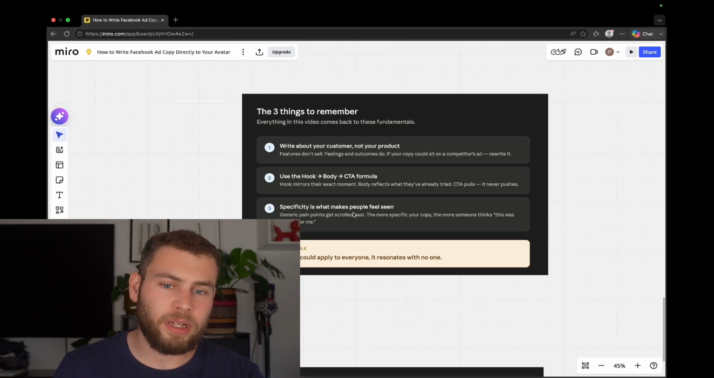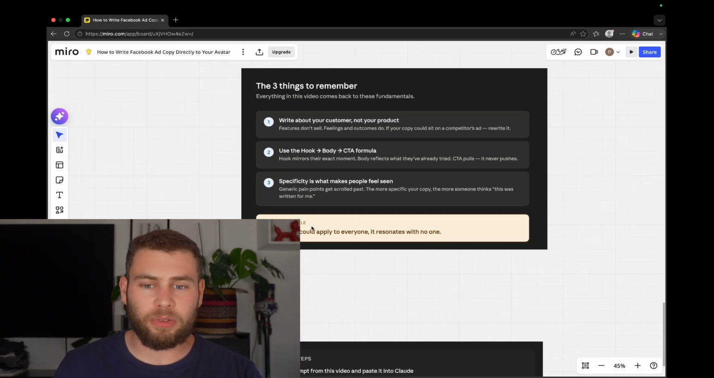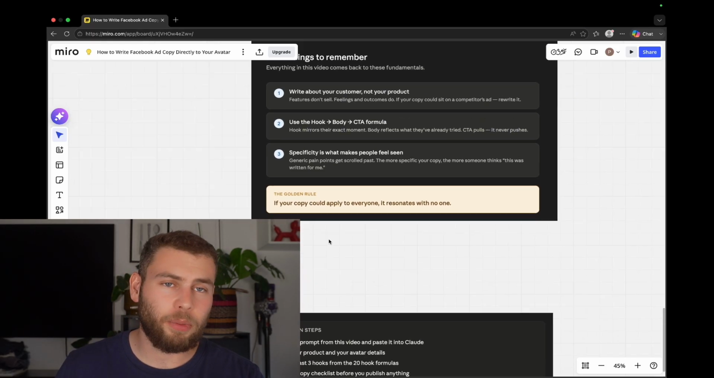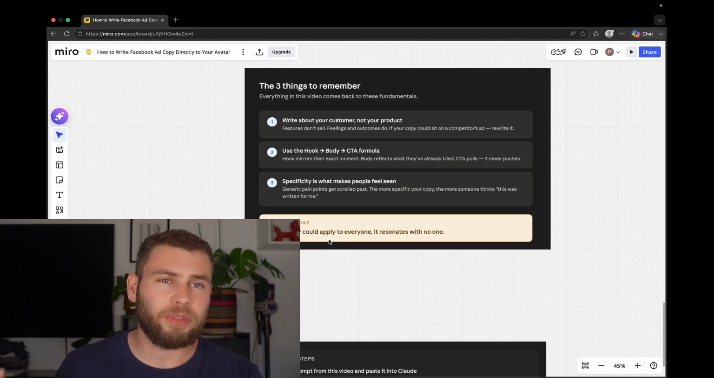And specificity is what makes people feel seen. Generic pain points are not going to get the click. We want to make it way more specific. Ultimately, the goal is to make someone think that the copy was written for them, so it has to be relatable. And ultimately, the golden rule: if your copy could be applied to everyone, it's going to resonate with no one. We have to build it for our specific avatar.